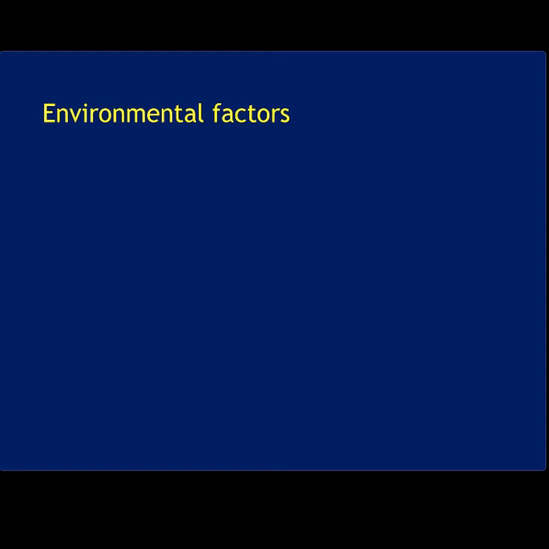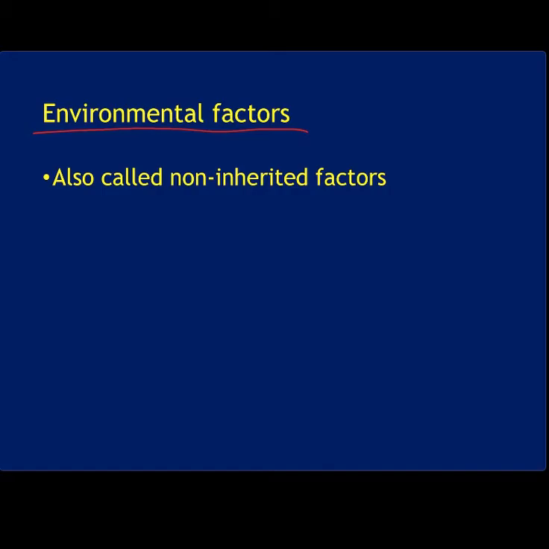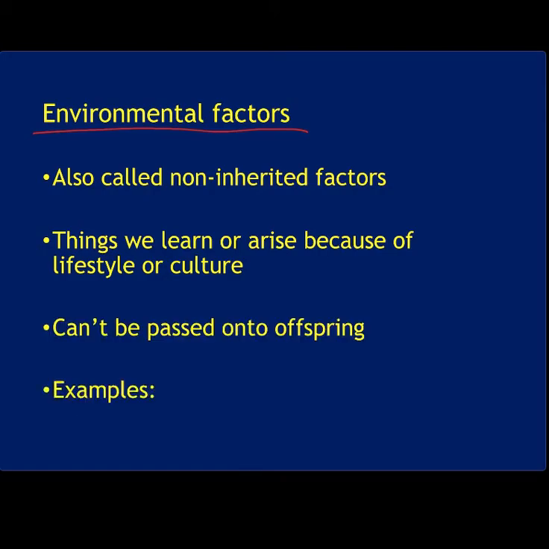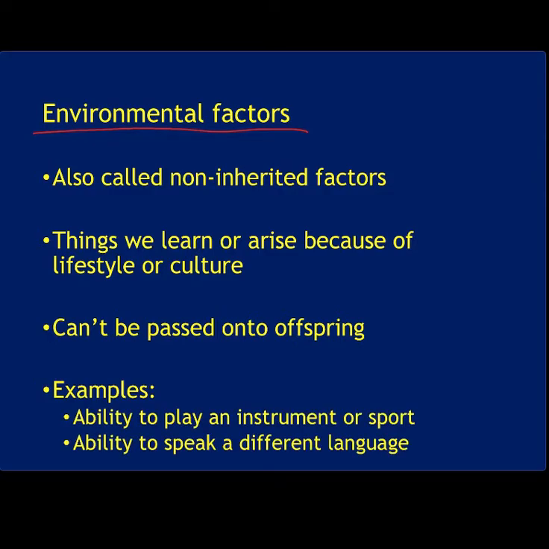So in terms of our environmental factors, they're essentially non-inherited, and they're things that we learn or arise because of our lifestyle or our culture, so they can't be passed on to offspring. So things like ability to play an instrument or a sport and ability to speak a different language. So wouldn't we all love to be able to be fluent in Irish? I know I would, but unfortunately that wasn't meant to be. It didn't get passed on from my parents.